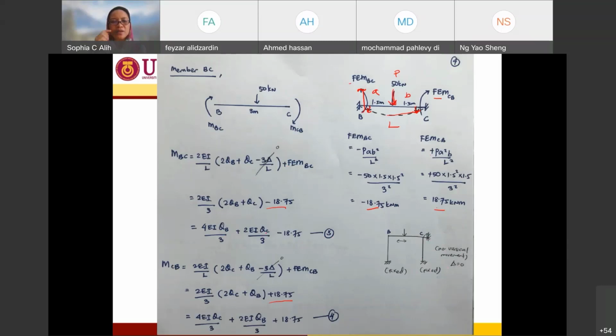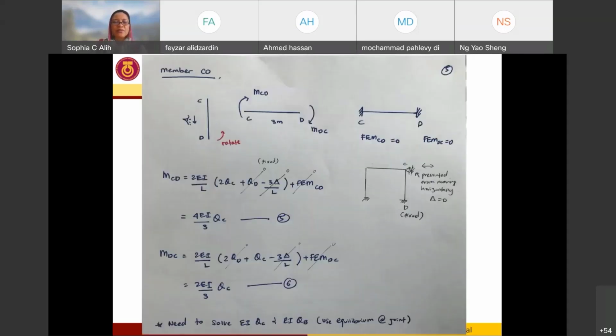Okay. Similarly, for my moment at CB, I have my equation 2EI over L to theta C plus theta B minus 3 delta over L plus FEMCB. I have already calculated my FEMCB. I don't have any delta, so 0. And I have this equation number 4 in the form of theta B and theta C. Okay, so this is for member BC, and I have the last member of member CD.